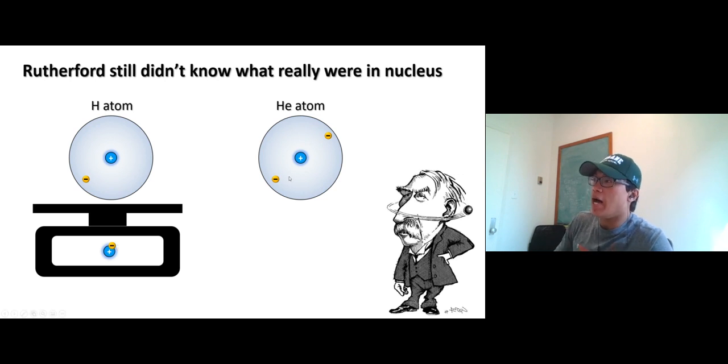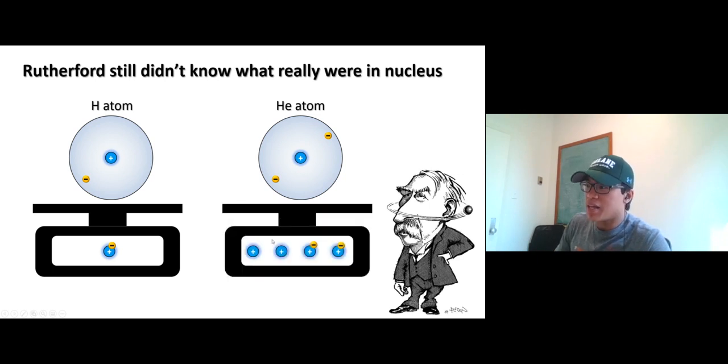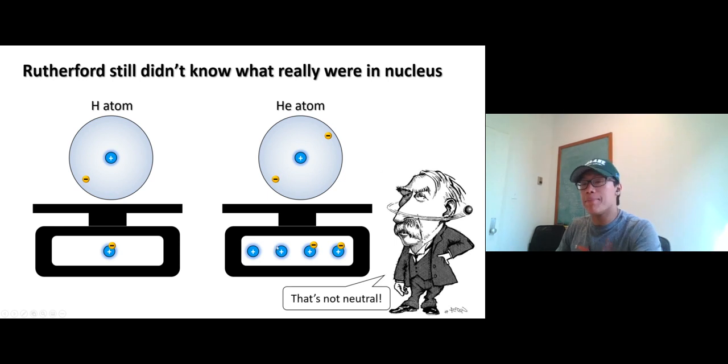But here's what happened. When he put helium on the scale, he found that it seems like there are 4 protons and 2 electrons. But the problem is that's not neutral, and a helium atom is neutral, right? So there's something going on here. He still doesn't know. It works for hydrogen, but for the helium atom, 4 protons and 2 electrons doesn't work. That doesn't make any sense.